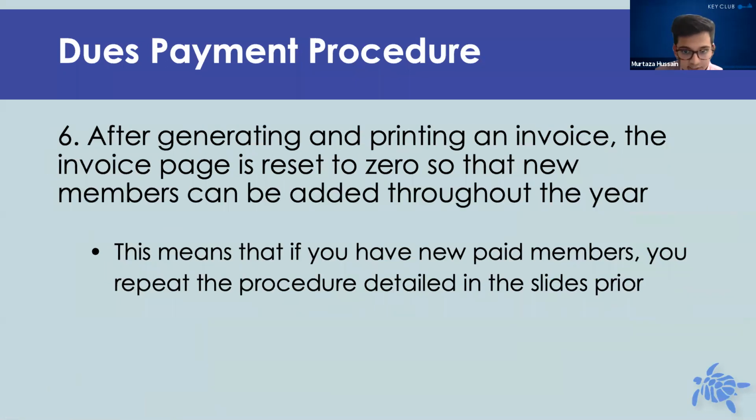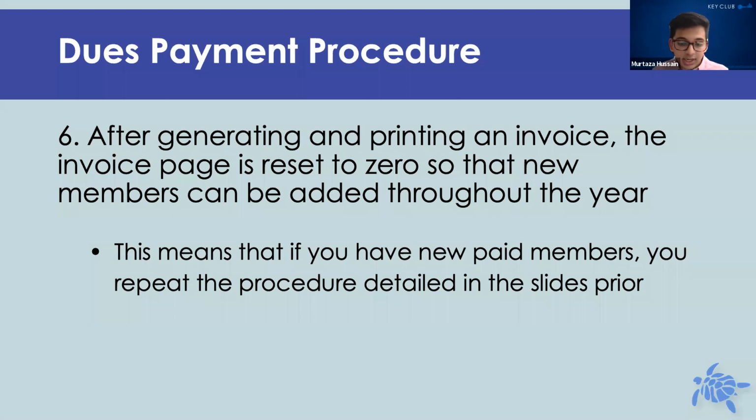So there's really two more steps after you pay for your dues and you generate your invoice. These are really just things that you have to note down. After generating and printing the invoice, the page will be reset to 0 so that new members can be added throughout the year. So you may be wondering, I generated an invoice for all the people who are going to pay early bird dues, but there's a lot of prospective Key Club members that will pay by the December 1st deadline, the regular deadline. This means that if you have new paid members coming in, you really just have to repeat the procedure detailed before.